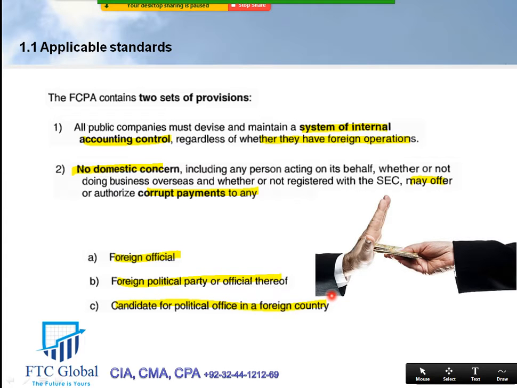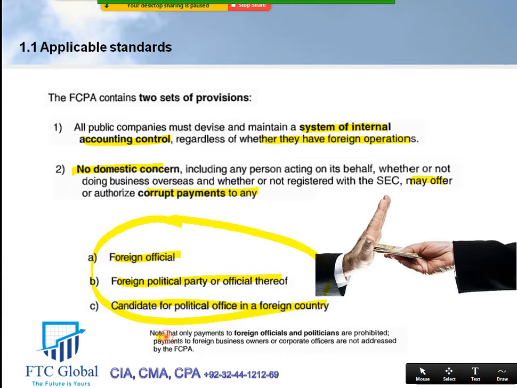So these three categories have been specifically restricted for payment, which means a payment can be made to people other than these three. Only payments to foreign officials and politicians are prohibited, whereas grease money to get legal work done, like getting a telephone connection, is allowed. It's a legal work, but in order to speed it up, you just pay $500 or $100 to the person to speed up this legal work. So this is allowed.